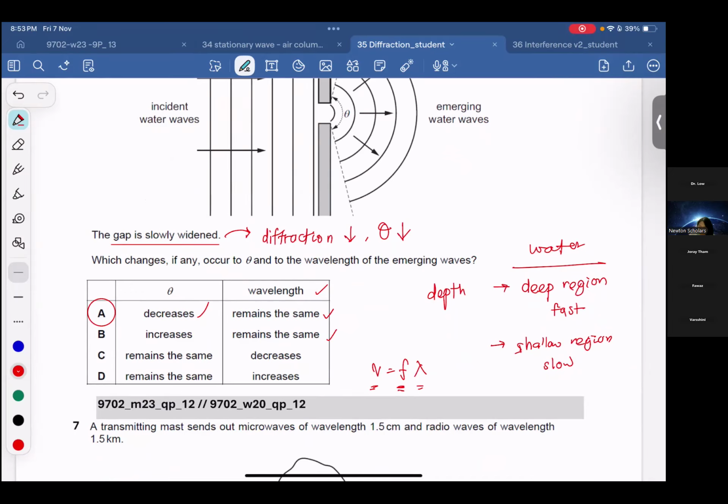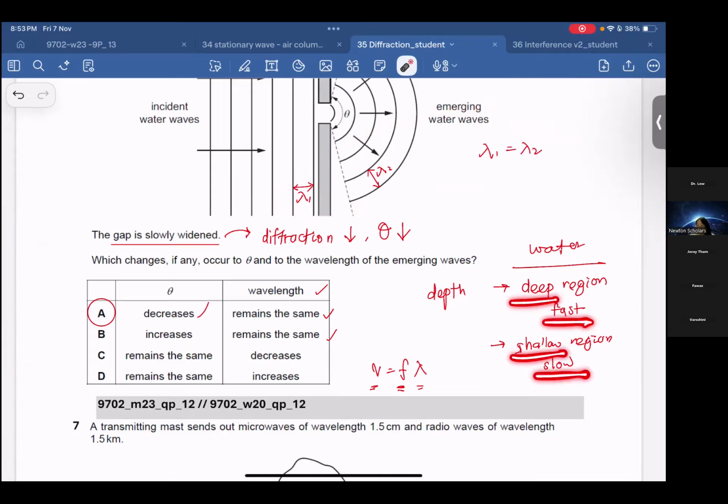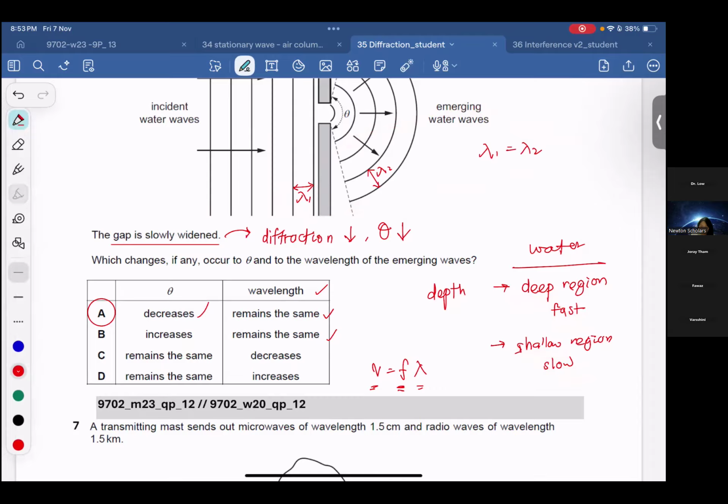It won't change. So if you measure this wavelength 2 and here is wavelength 1, wavelength 1 should be equal to wavelength 2. In Year 10 we already learned it won't change your wavelength. Deep region is moving fast, shallow region is moving slow. Do you know how to memorize? I teach my students this way: pronounce shallow 10 times at a very fast speed. Shallow, shallow, shallow, slow, dear. Speed and wavelength change only when the water depth changes.